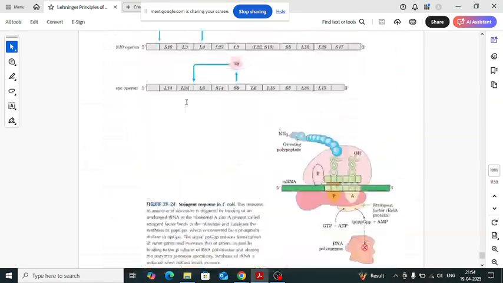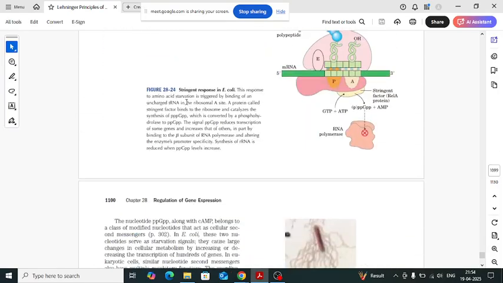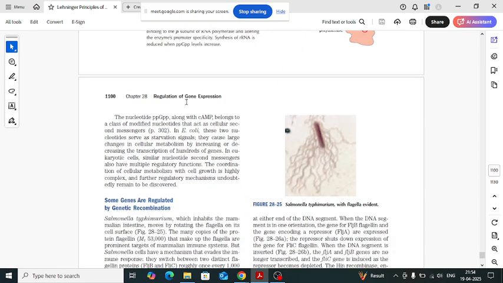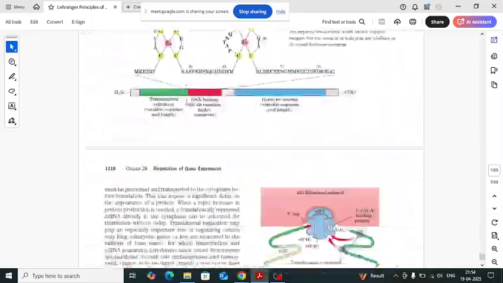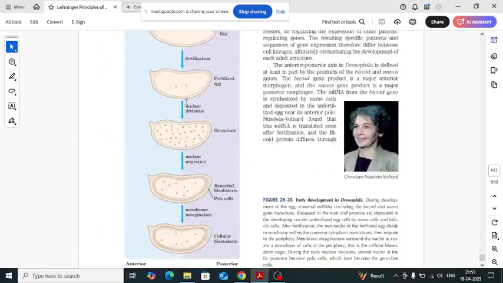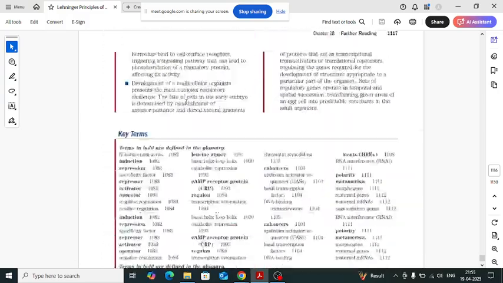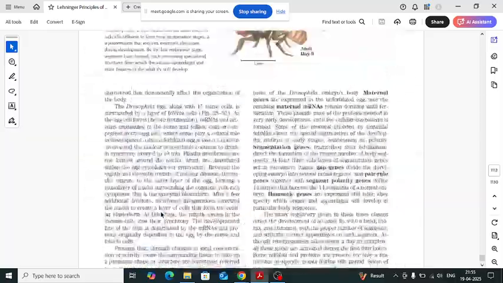So before going there, we will first check this, yeah. So we will start tomorrow with the eukaryotic gene expression regulation, right? Then this gene expression regulation chapter will be over.